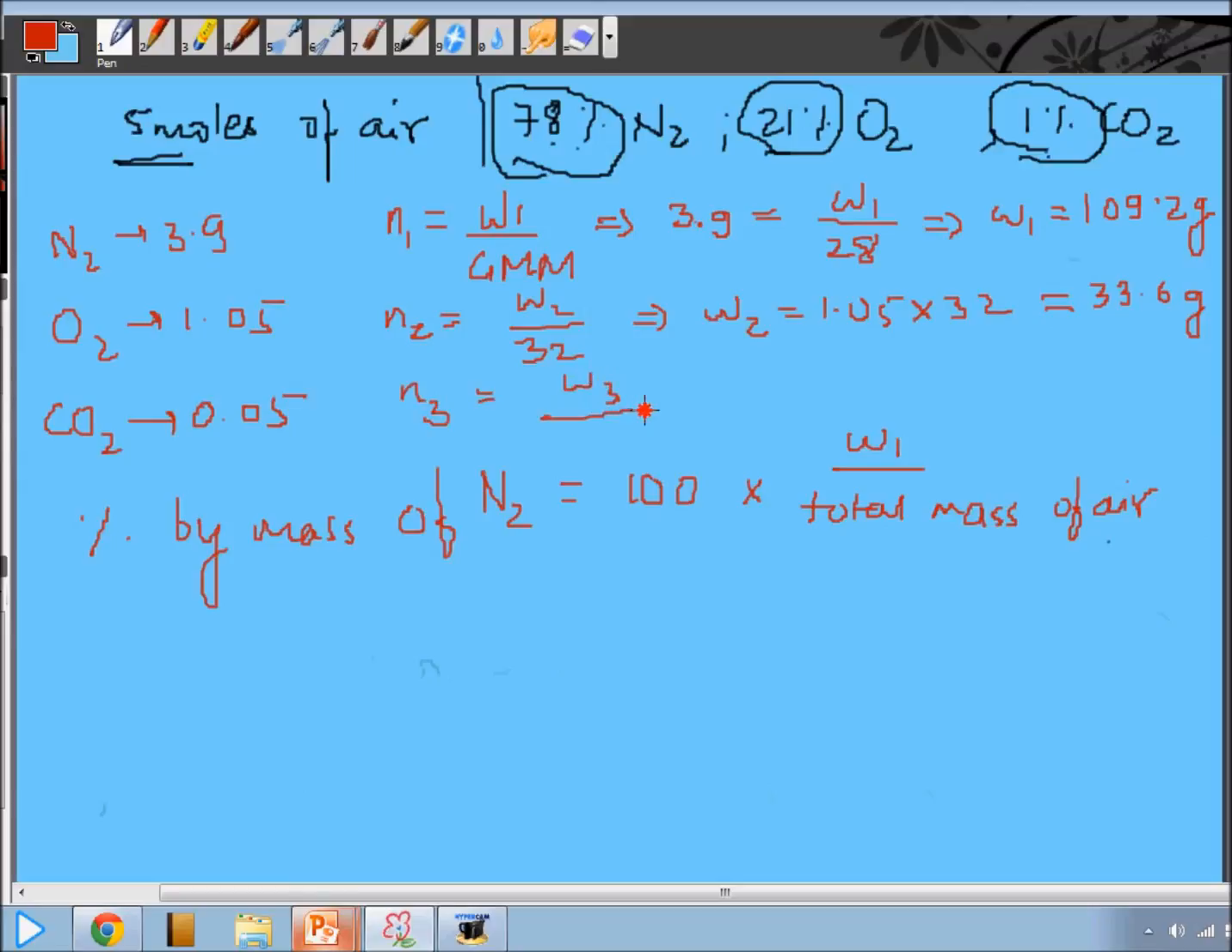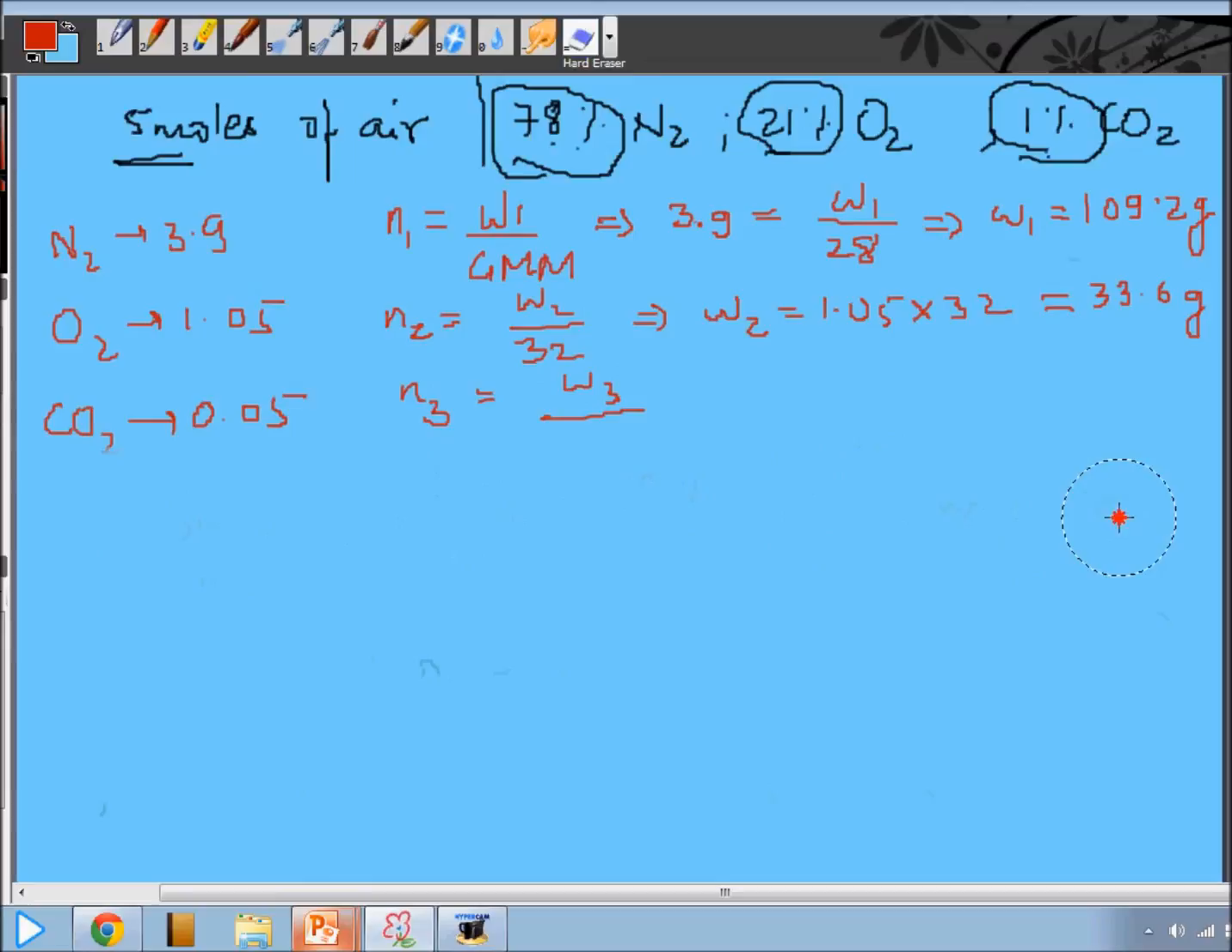And similarly we can calculate for CO2. Again, W3 divided by the gram molar mass. What is the gram molar mass of CO2? Carbon has a gram atomic mass of 12, and O2 is 16 into 2. So 12 plus 32, which is 44. So gram molar mass of CO2 is 44. This gives us that the weight of CO2 is 0.05 multiplied by 44, and this value comes out to be equal to 2.2 grams.